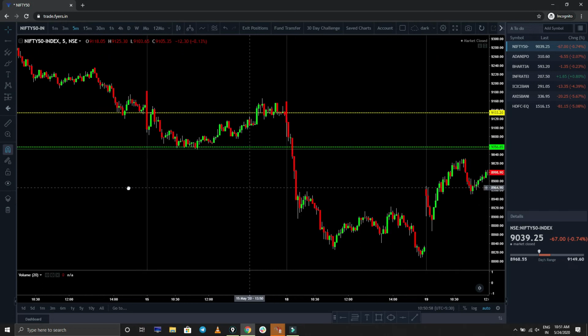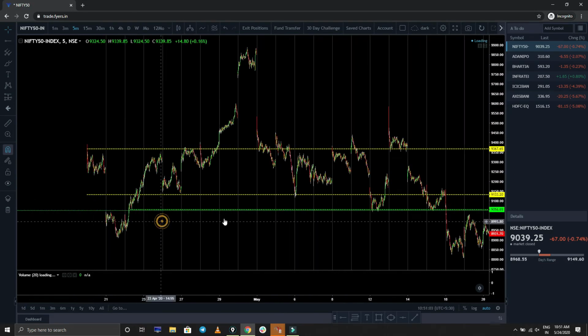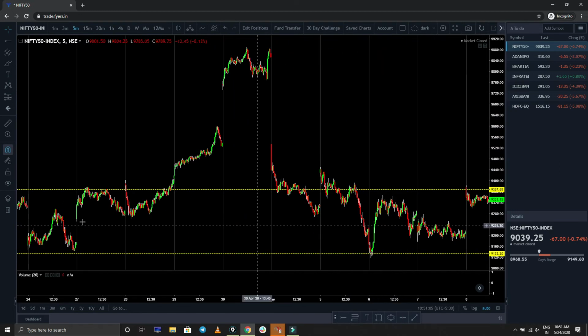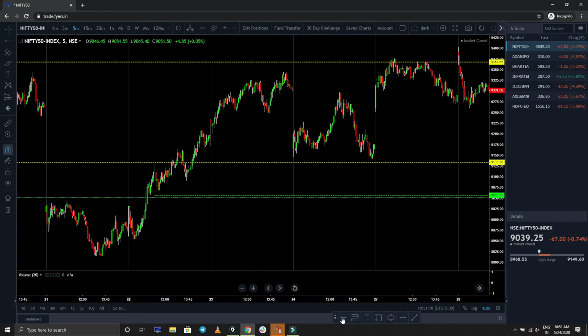Okay, and on this day we can see the same single print zone, another level that is also important, right? See, on this day we can see this single print zone from here to there.